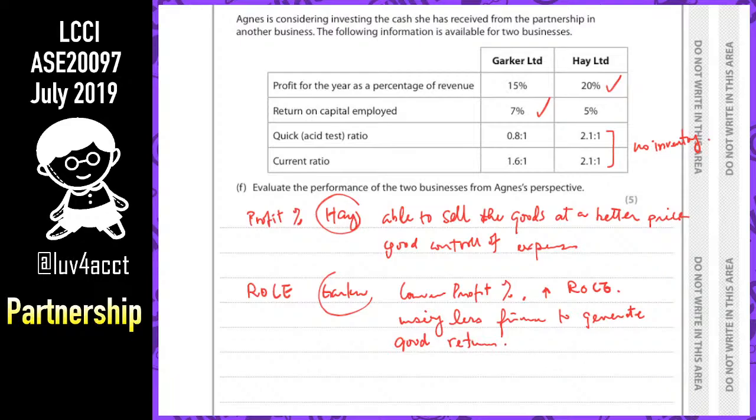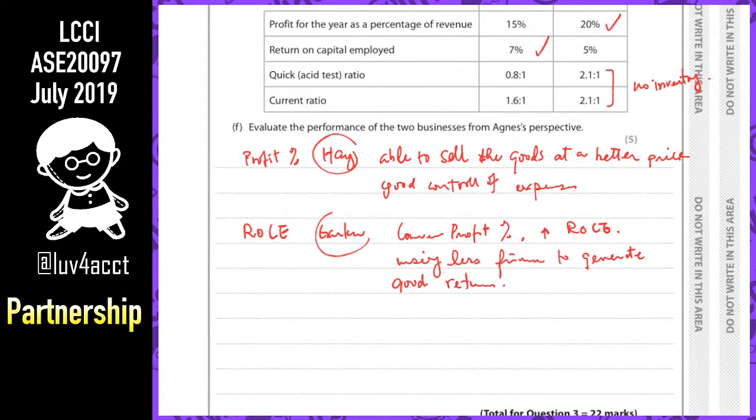Because if you are an investor, of course you are interested in the profit percentage, but if you have a high profit percentage but low ROCE, it still means that this business cannot make good return for you as an investor. So as an investor, ROCE would be more important than the profit percentage.